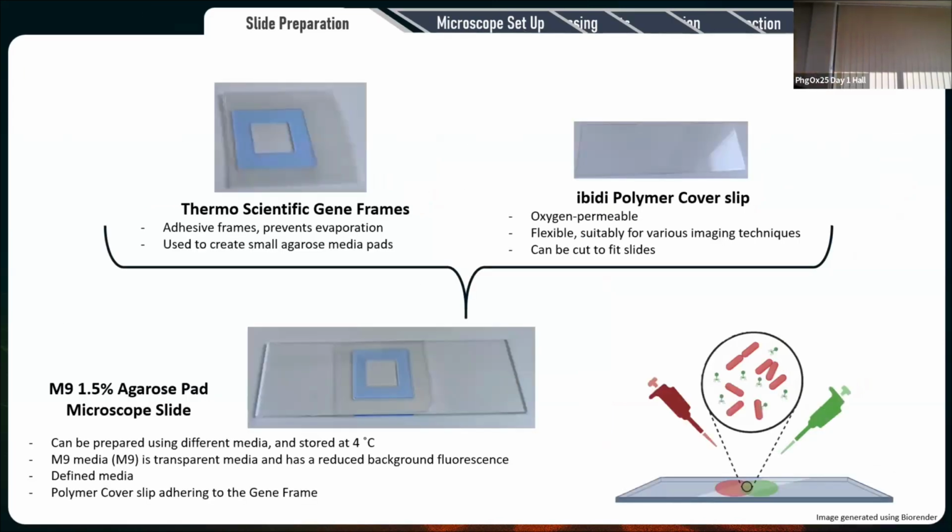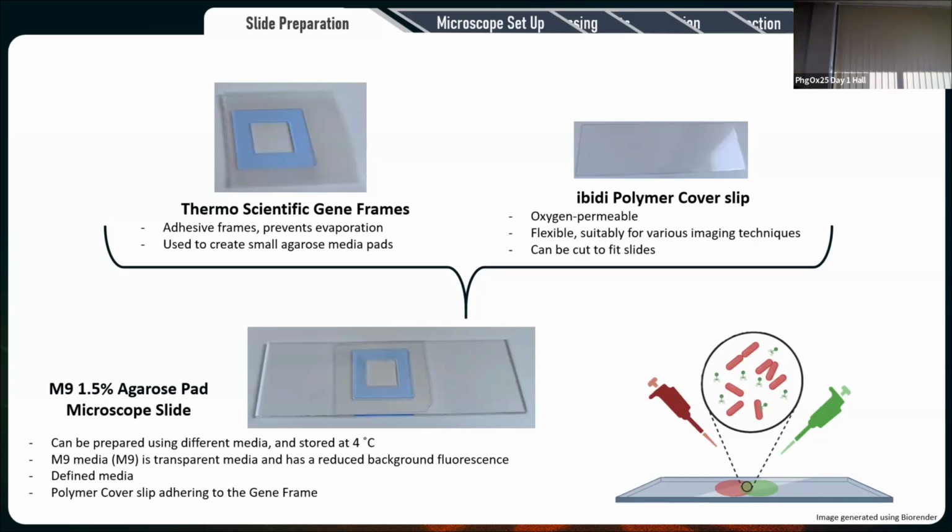Slide preparation is very straightforward. Because we are looking at bacteria, we need to create a good environment for these bacteria to grow. Using a Thermo Scientific Gene Frame, which is a blue frame that adheres to the glass, we can generate agarose pads that we then cover with a polymer cover slip. The slip looks quite large, however, it can be cut up into sections. Once we put all the components together, we have a 1.5% agarose pad, and for this we're using M9 media.